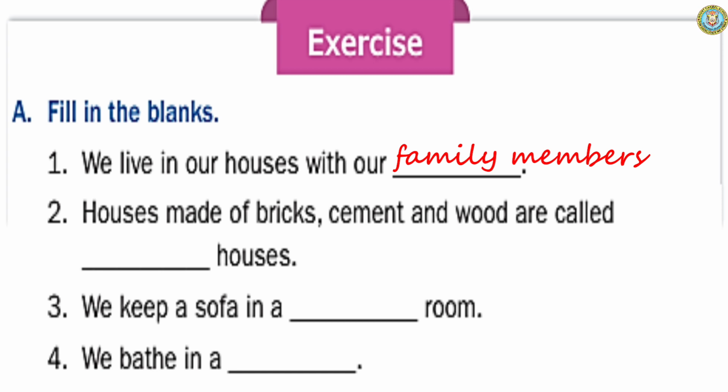Second one, houses made of bricks, cement and wood are called dash house. Yes, houses made of bricks, cement and wood are called what type of house? Pakka house. Write the answer in the blank. P-U-C-C-A, Pakka houses. Okay. Next, number 3.